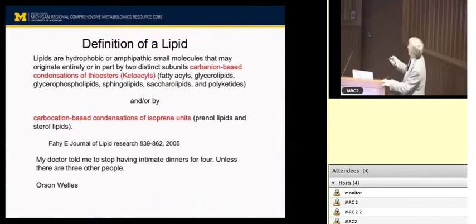And then you can also have these carbocation-based condensations of isoprene units. So these are prenol units and steroid lipids. So basically, the intermediates building up steroids, steroids themselves, and then products of steroids such as cortisol and things like that can be considered lipid byproducts.